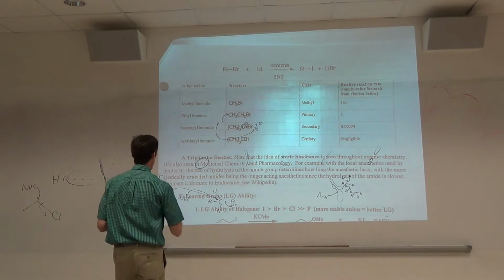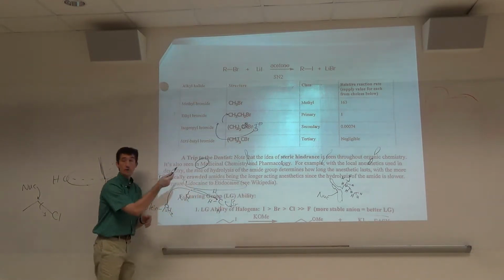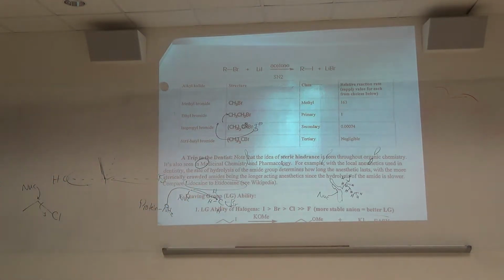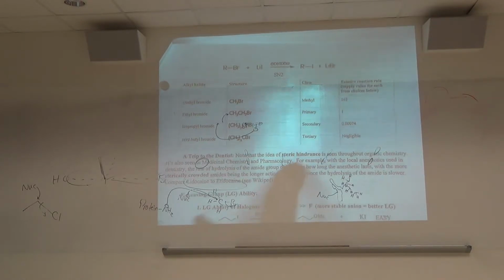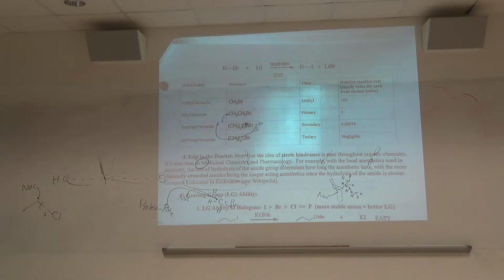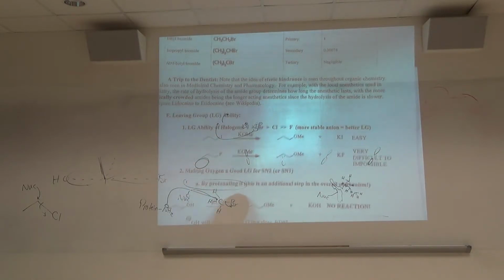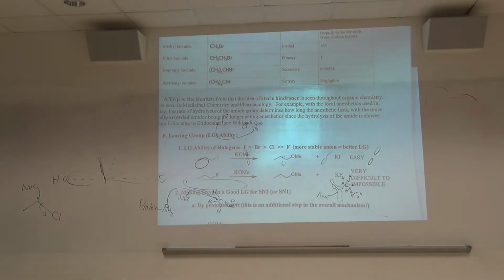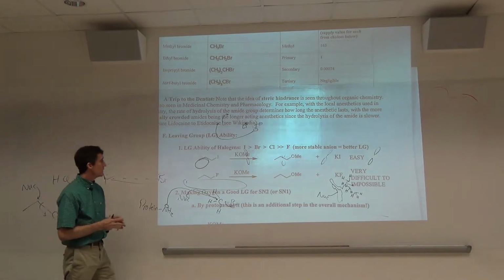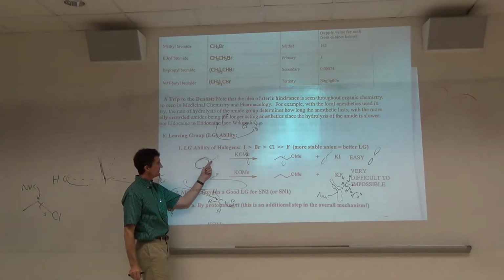If you're interested, you can compare these two on the wiki. Look them up, they'll show the structure. And look how they're more branched. The tinocaine is more branched. It lasts longer. Now, that's an application of the steric hindrance. Okay. So we looked at sort of this guy.